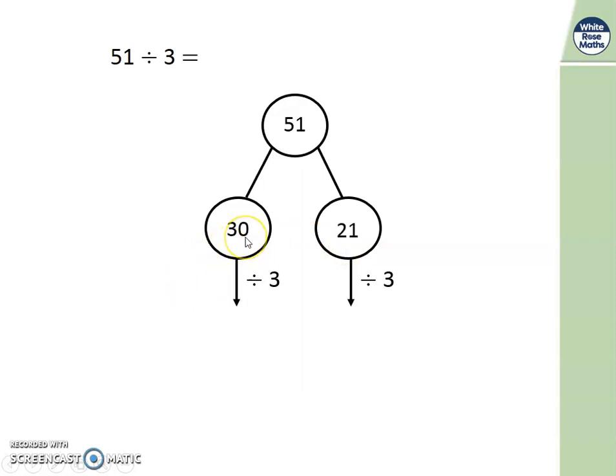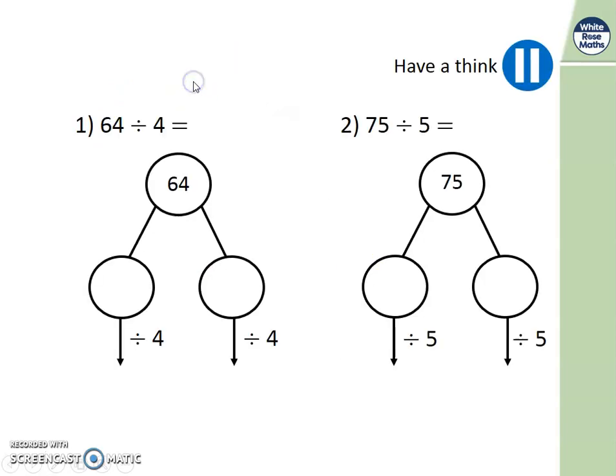So I've chosen 30, which is in my 3 times table, and 21. Together 30 and 21 make 51. 30 divided by 3 is 10. 21 divided by 3 is 7. Then I want to add those 2 parts together and I end up with 17. So the answer to 51 divided by 3 is 17.